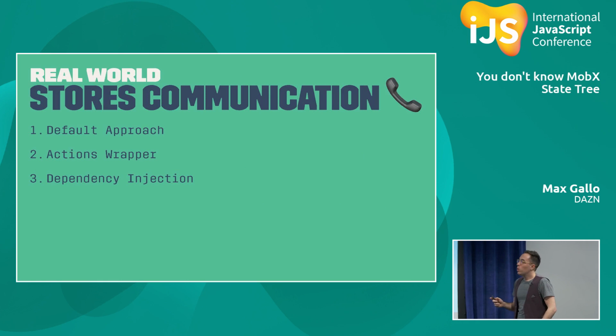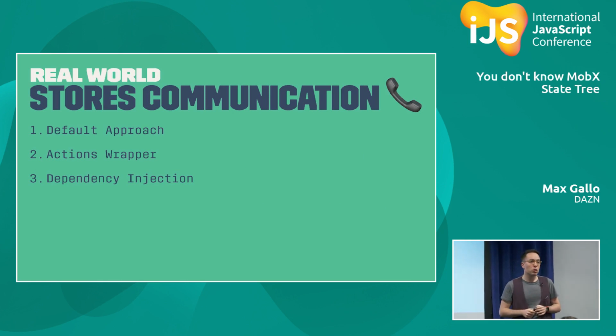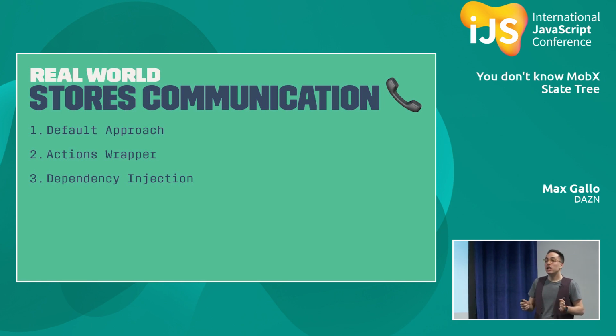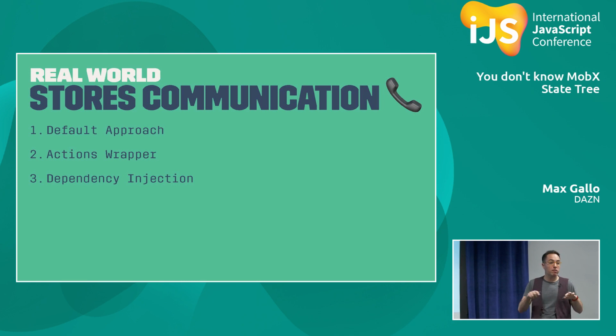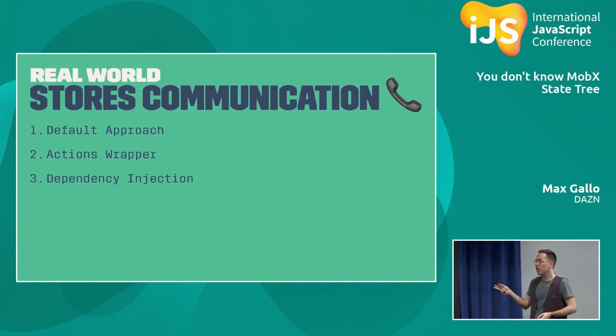I told you that we need to talk about stores communication. Stores communication is something that is needed, and we don't want that communication to happen at the view level, because we want to reduce the complexity. As I told you, the first goal of MobX was to remove the business logic from the view. So stores communication has to rely on the stores, not on the components. We have multiple approaches, but I'm going to show you 3 different approaches to this problem.